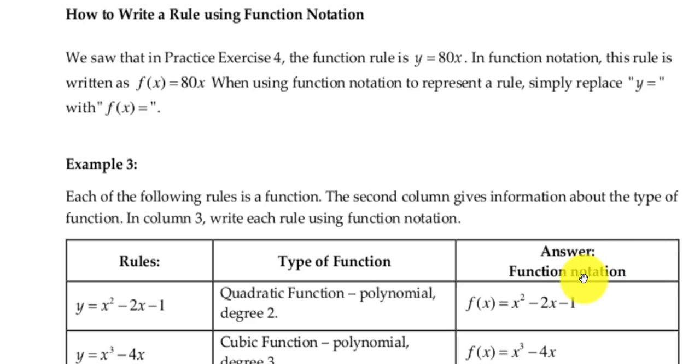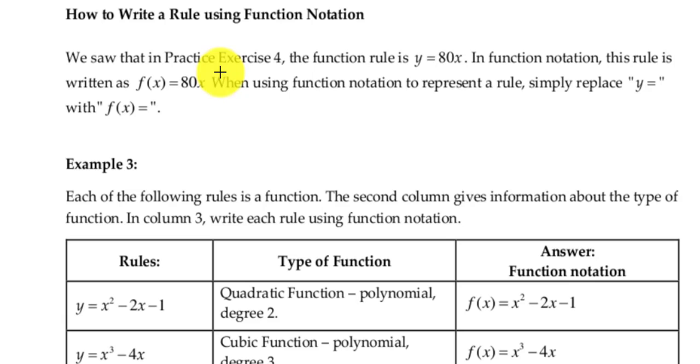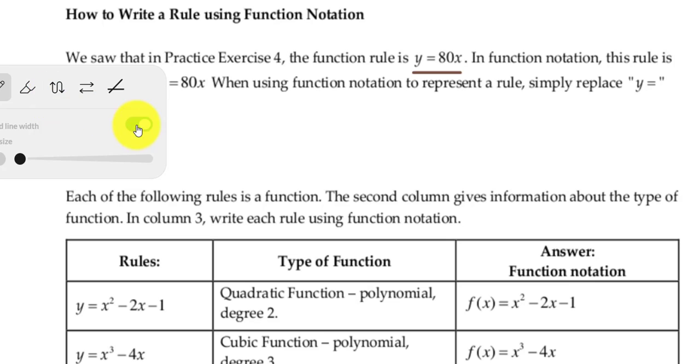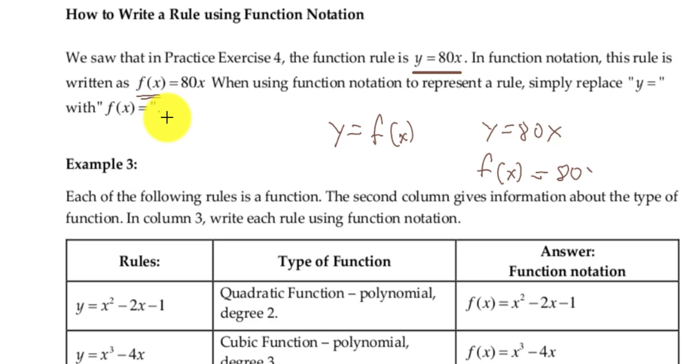On the next page, you'll see they make a reference to the practice problem, again with the cookie, where we have the rule y equals 80 times x. And they say, well, can we write that using function notation? There's not too much to it. They just replace the y with f of x. So really what you need to know is that y and f of x are the same, okay? So you could write y equals 80x, or you could write f of x equals 80x, okay? These are both saying similar things.